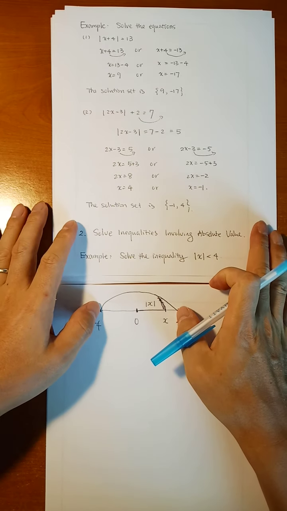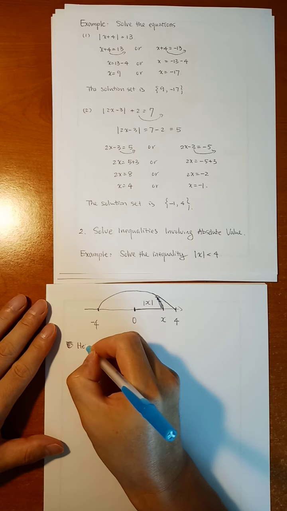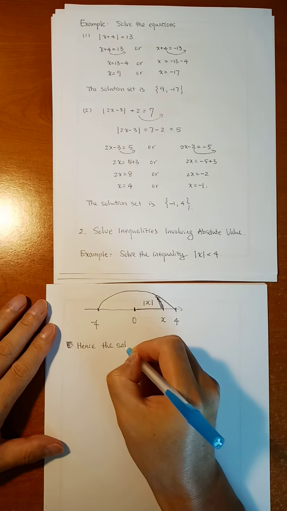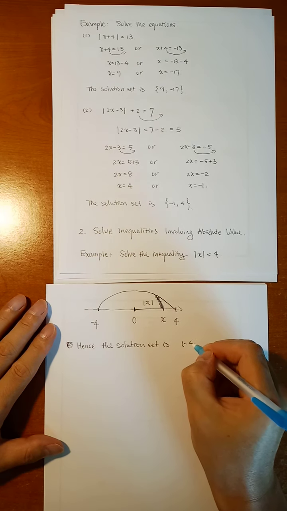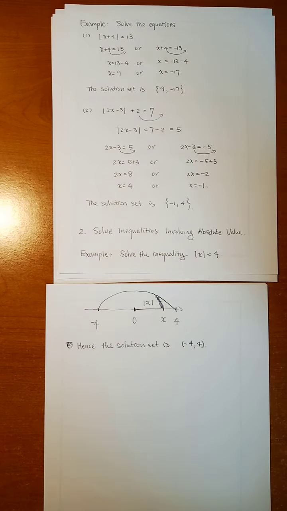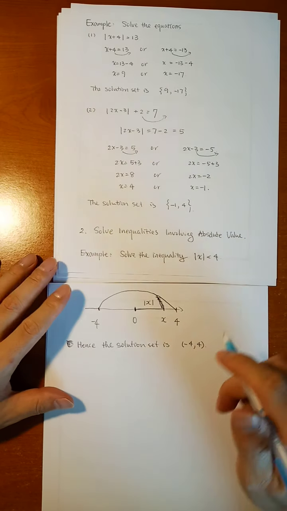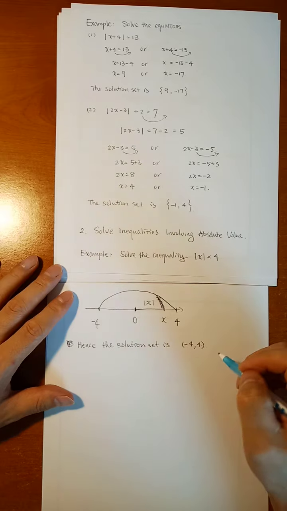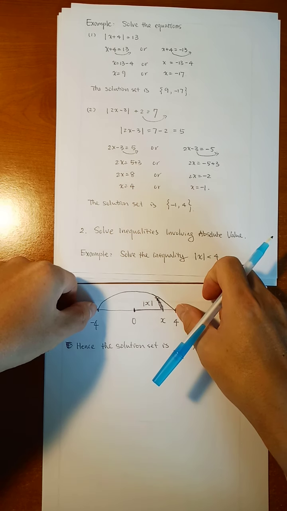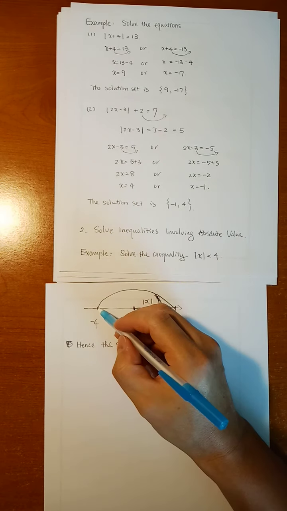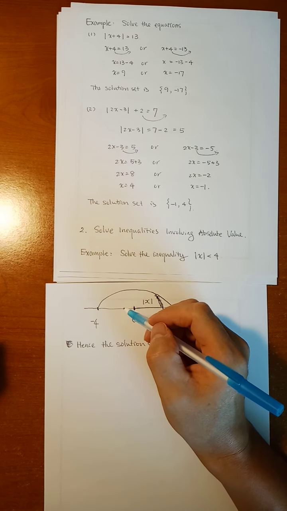Okay, so this symmetric interval. So hence the solution set is between negative 4 and positive 4. Okay, so when it is absolute value strictly less than 4, the corresponding solution set is between negative 4 and positive 4, the interval between those 2 points. We get negative 4 because the distance between negative 4 and 0 is also positive 4. Okay?